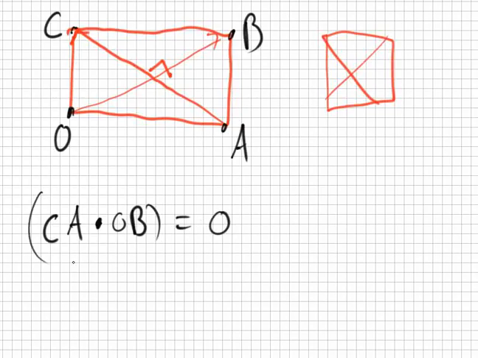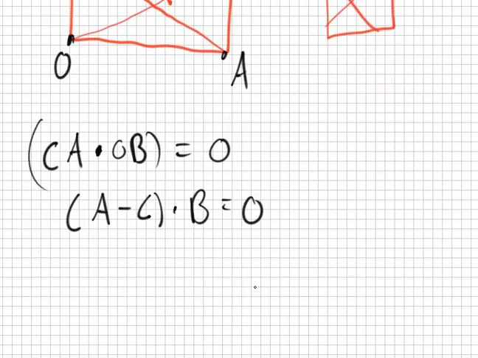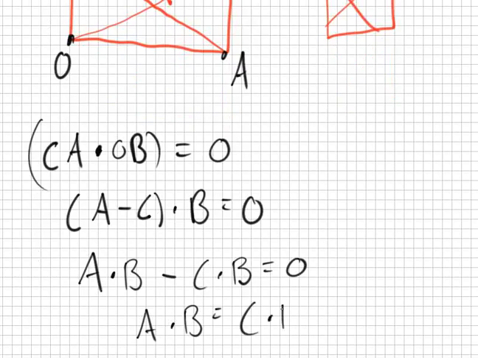Now, what does CA equal? Well, that's A minus C. And what does OB equal? Well, that's just B. Now, we know that we are allowed to expand. So we get A dot B minus C dot B equals 0. Okay, so far? So we get A dot B equals C dot B.